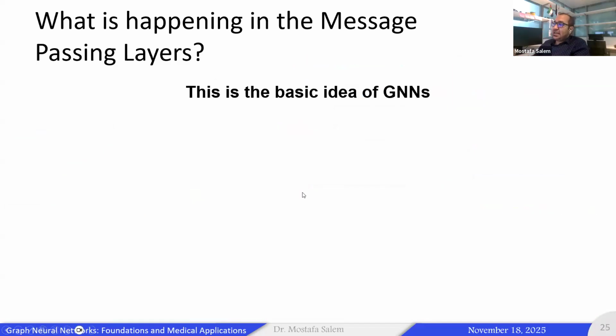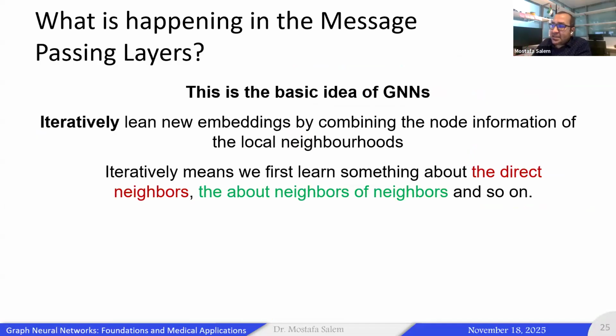So this is the basic idea of GNNs: iteratively learn new embeddings by combining the node information of the local neighborhood. Iteratively, I mean we first learn something about the direct neighbors, then about the neighbors of neighbors, and so on and so forth.